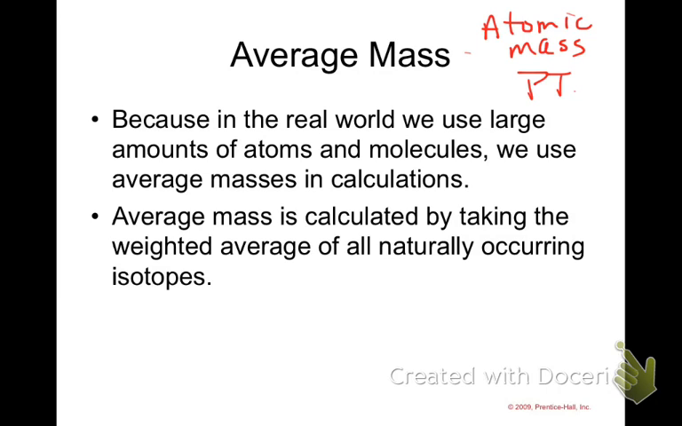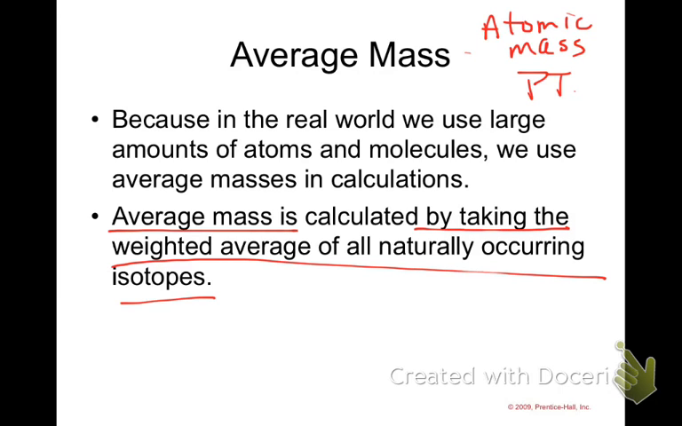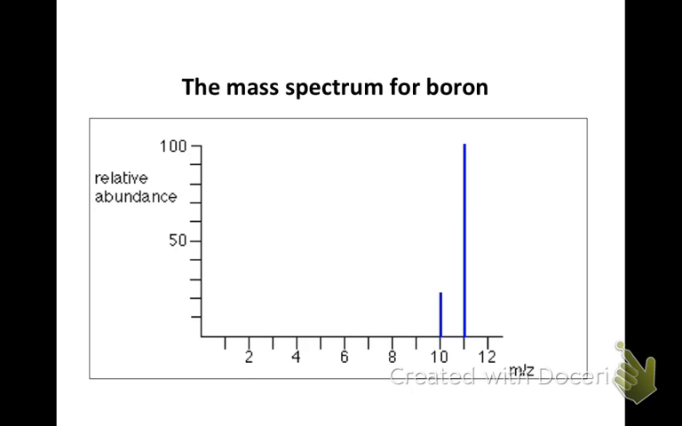We deal with a large amount of atoms and molecules, so we use average masses in the calculations. And the average mass of an element is calculated by taking the weighted average of all naturally occurring isotopes. Okay, and then that's just the mass spectrum for boron.